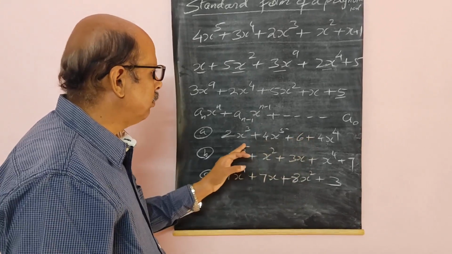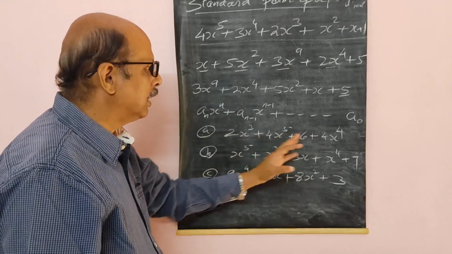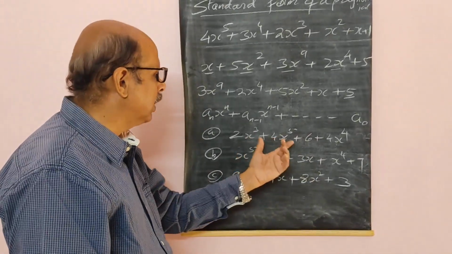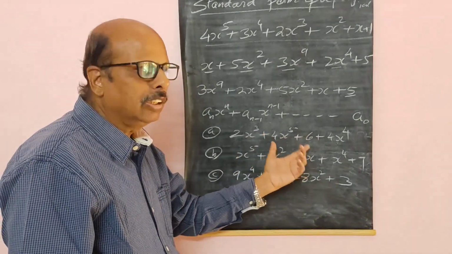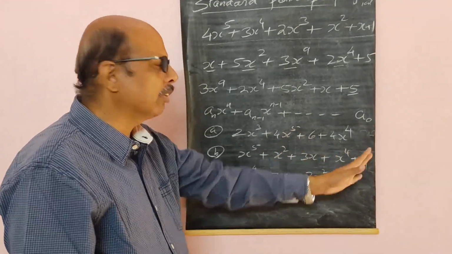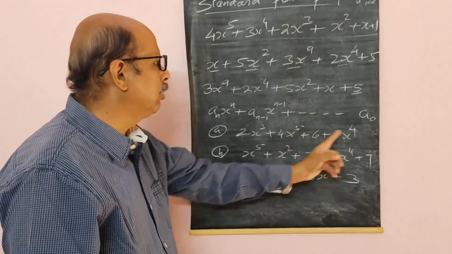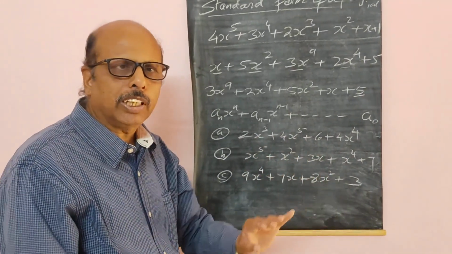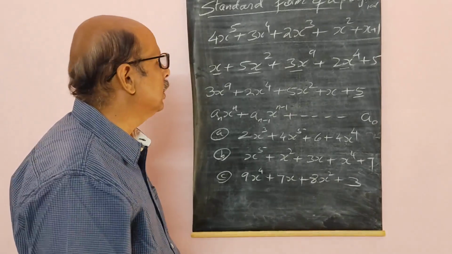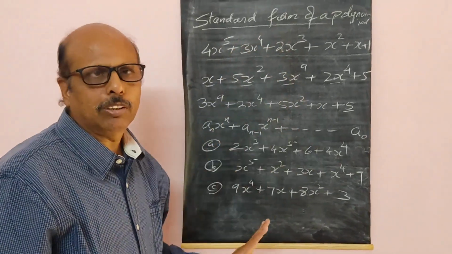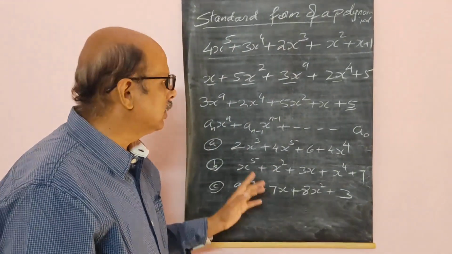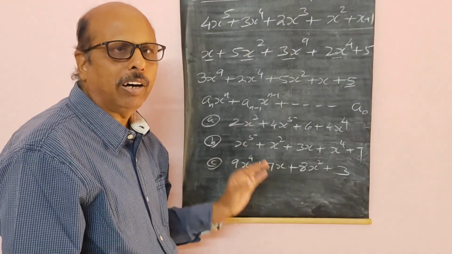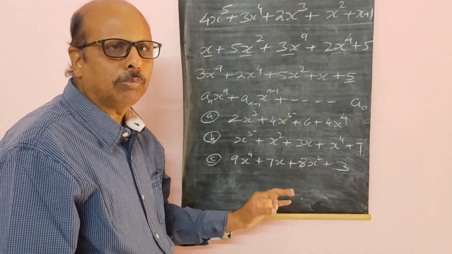So you only have to look at the power and arrange them in the decreasing order of the power. If some term is not there or is missing, don't bother. Just leave that and write whatever is there. Here 4 terms are there. Write only those 4 terms in the decreasing order of power. That is the standard form of the polynomial. So when you say standard form, it should be in decreasing order of the power.